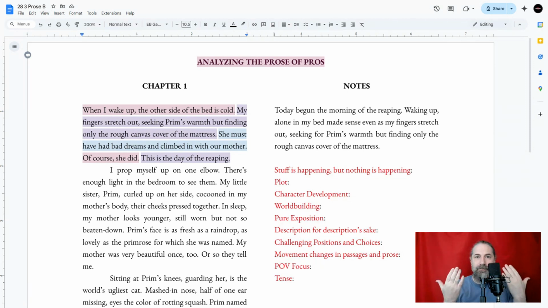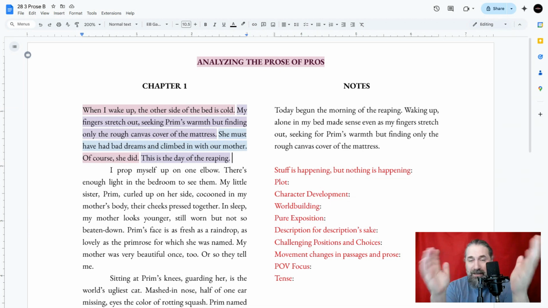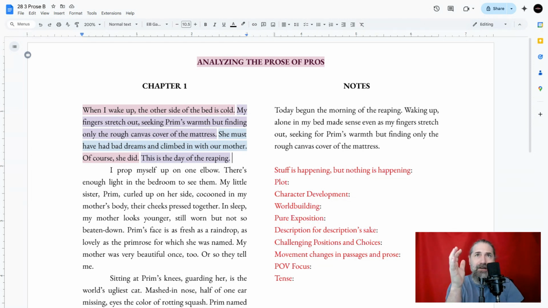The character is only processing what they know. They are waking up on the other side of the bed, but the other side of the bed is cold, right? So that is what they're experiencing. So that's why it's so deeply first person. It's the only information they have. And then, by the way, movement changes in the passage.